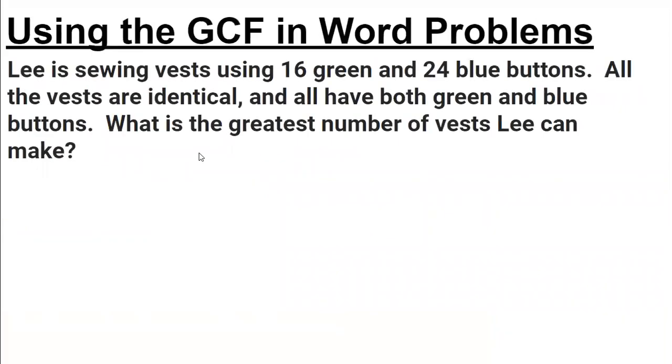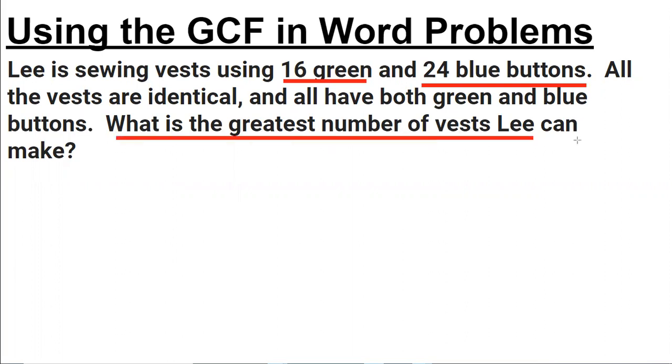Okay, here's another problem. Lee is sewing vests using 16 green and 24 blue buttons. All the vests are identical and all have both green and blue buttons. What is the greatest number of vests Lee can make? He's got 16 green buttons and 24 blue buttons. All the vests are identical. That means there's going to be exactly the same number of green on each vest and the same number of blue on each vest. What is the greatest number of vests Lee can make?